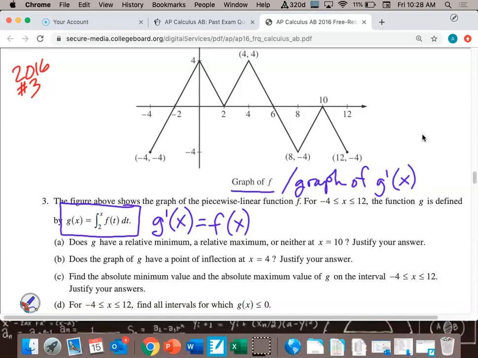Okay? All right. So what we have here is the graph of a derivative. And you're going to apply your amazing knowledge that you remember from chapter 4 in order to answer these questions. Are you ready? Yes, ma'am. All right, you have 10 minutes starting now. Okay.